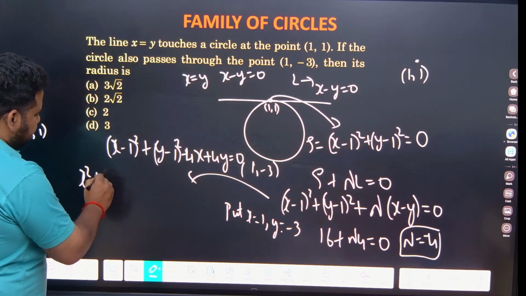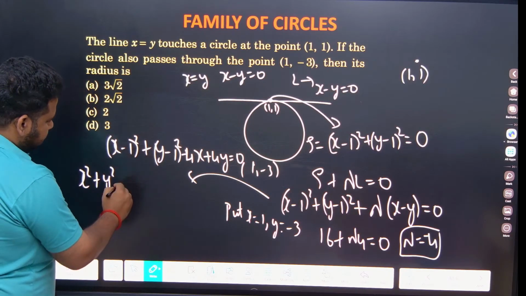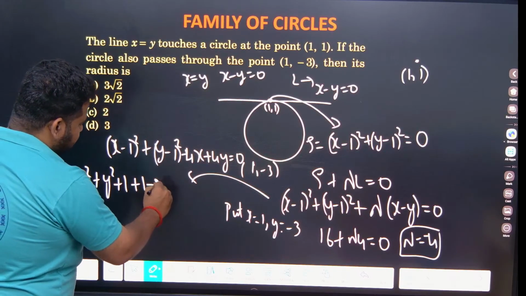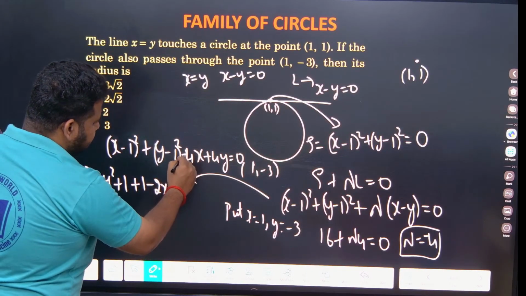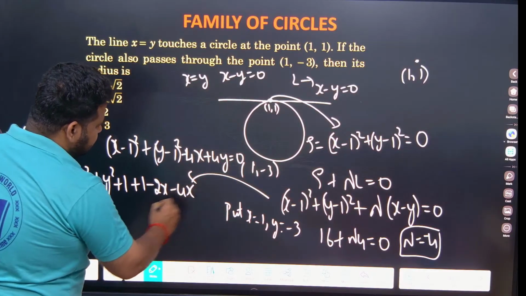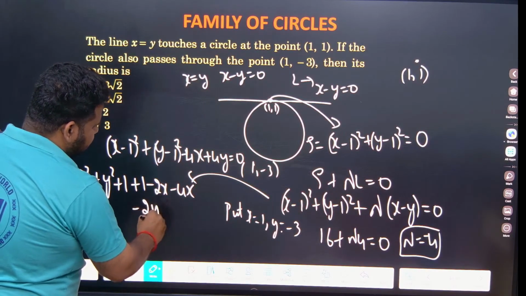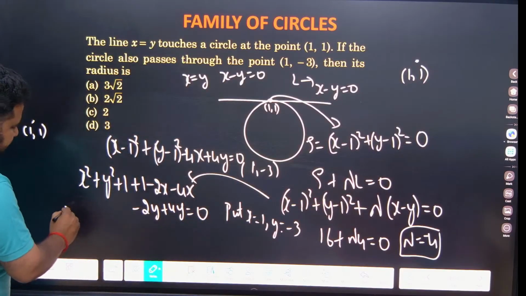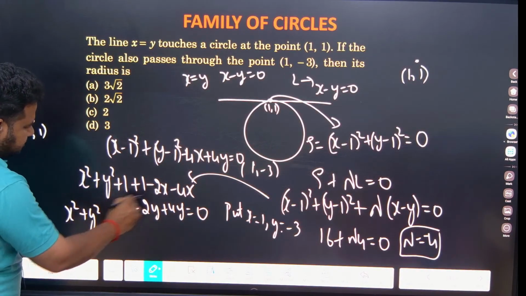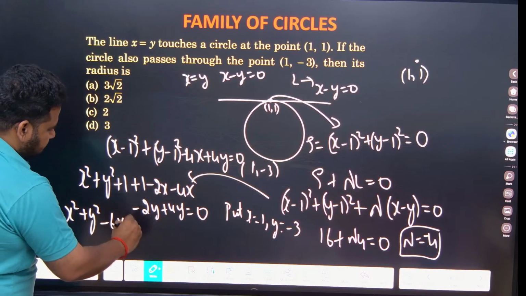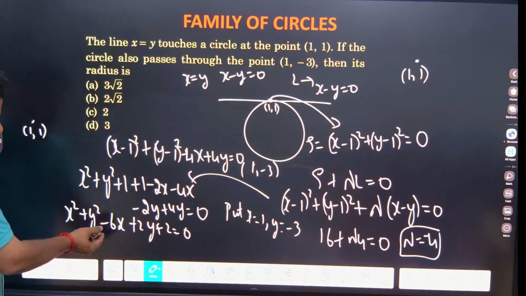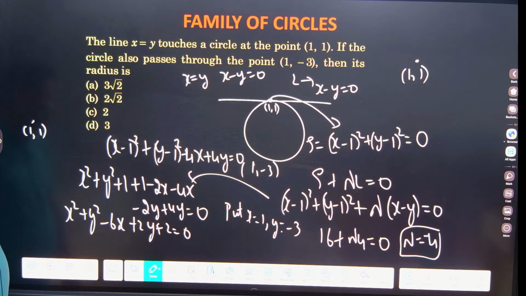x square plus y square, plus 1, again plus 1, minus 2x, this is minus 4x, correct, minus 2y plus 4y is equal to 0. Now simplify this: x square plus y square minus 6x plus 2y plus 2 is equal to 0. What is the value of g here? g is minus 3.